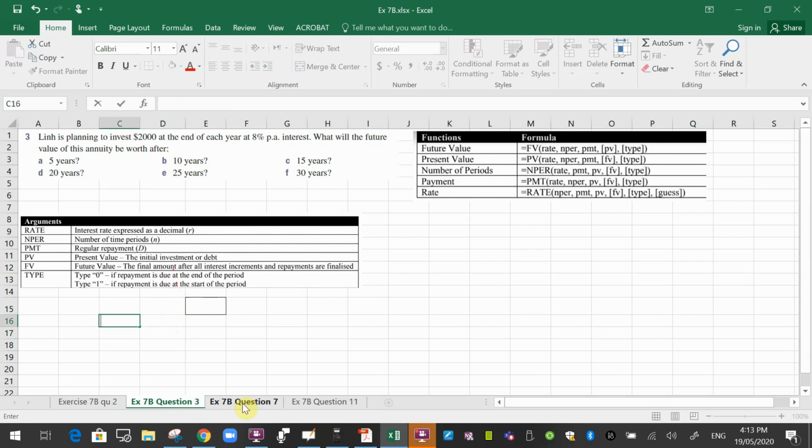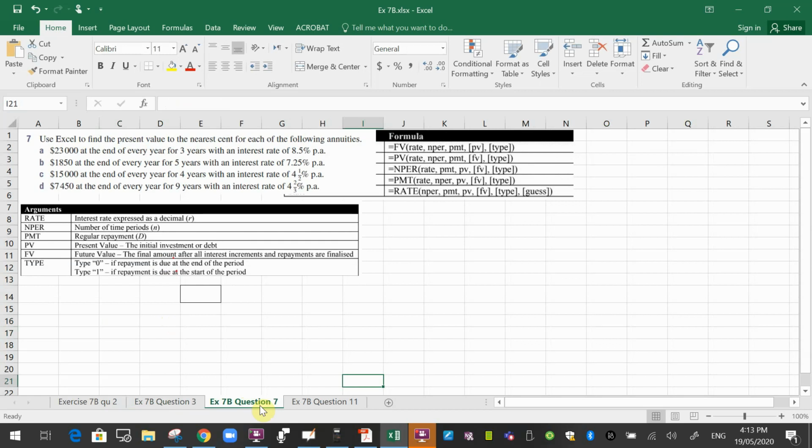Okay. 7B, question 7. Present value this time. We're asking for the present value. Now, just to remind you that the present value is the amount that you would need to invest now to get the desired result. So more important for us is using Excel, we'll get the formula right. And over here is the formula you put in to find the present value.